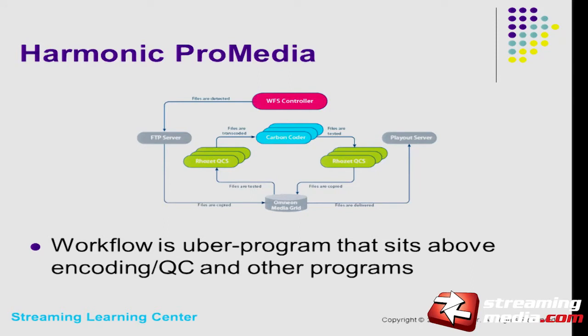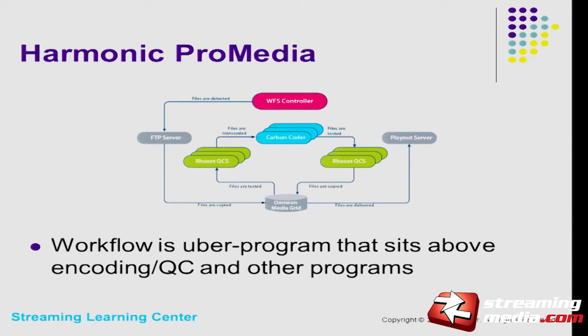So here's the schema for Harmonic ProMedia Workflow Systems. You've got your workflow controller up here, and then that can retrieve data from an FTP server or other places. Once it's in the Omnion media grid, it can pass it through the quality control component here. It can encode it via Carbon Coder or another encoding tool. It can send it out for post-encoding QC through the Rosette quality control system, and then it can send it out to a playout server or via FTP or wherever you want to send it.